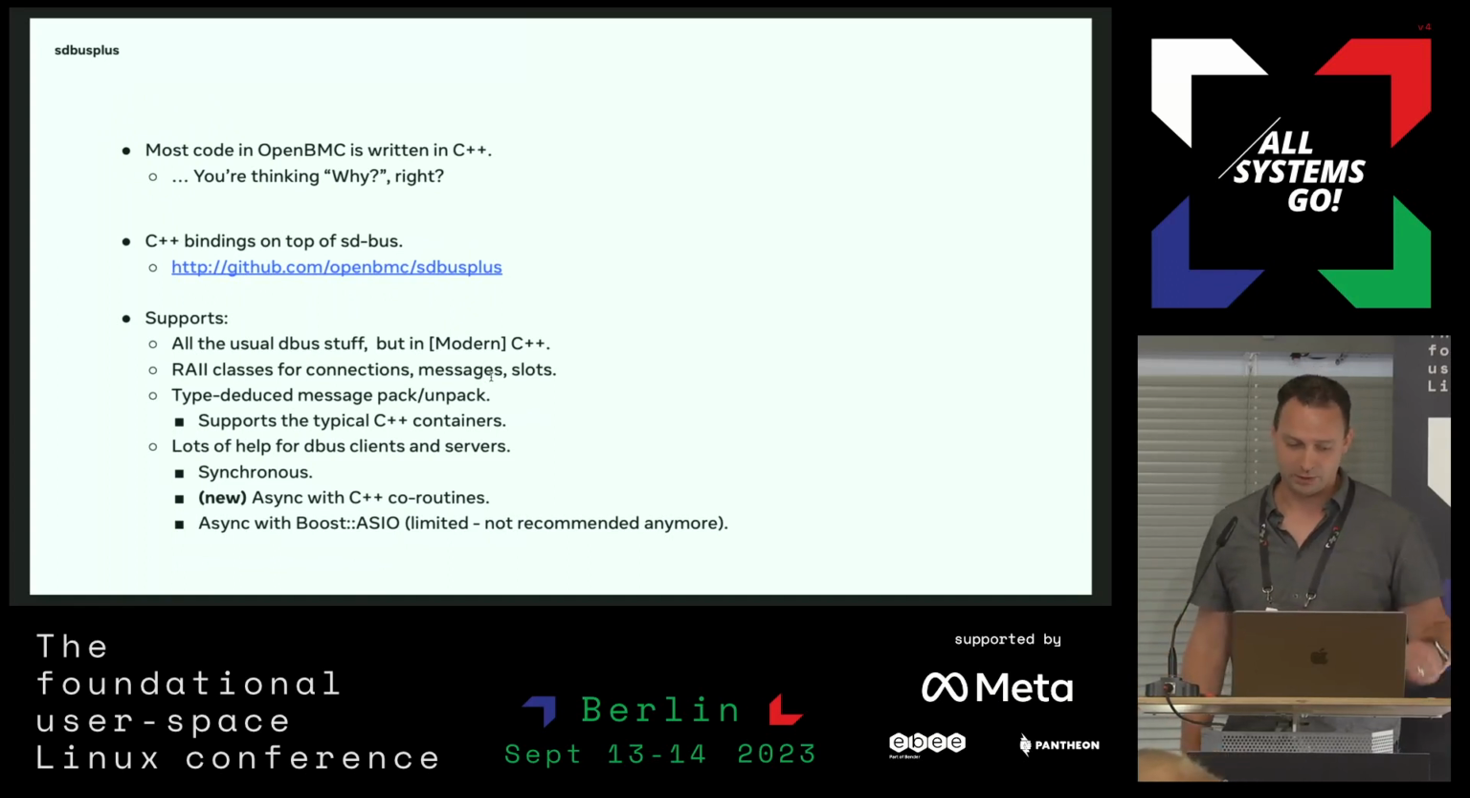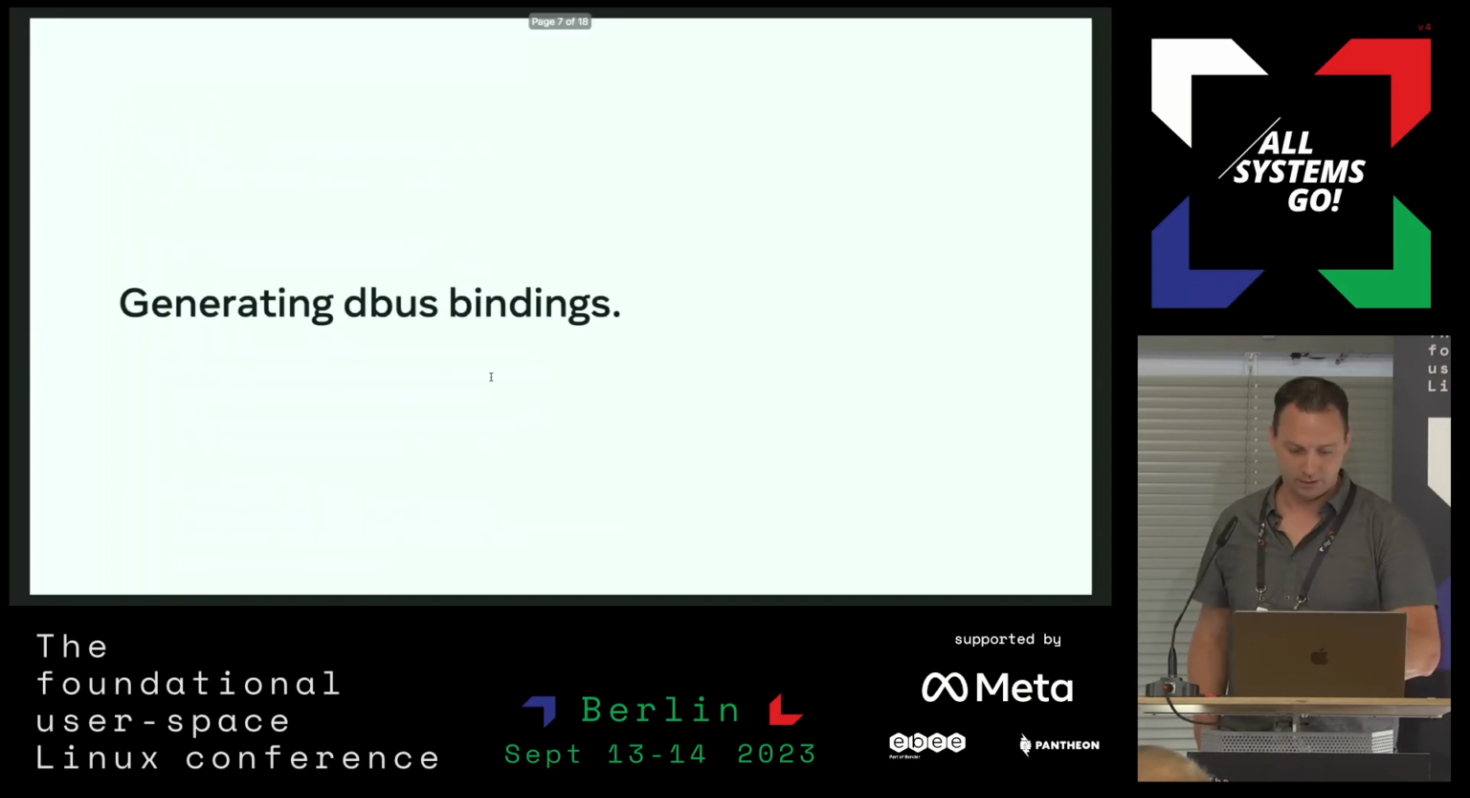And then there are three different ways we have for doing dbus clients and servers, and that's partially just because of technology changing over the years. The new one that I'm talking about today is C++ coroutines.